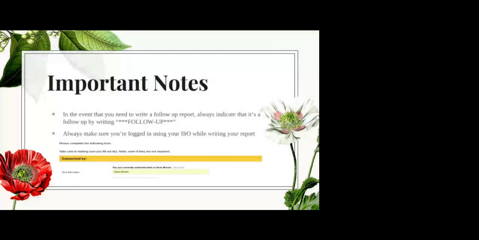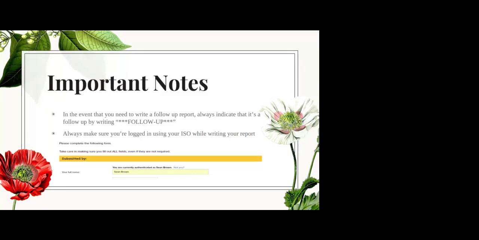Some important notes: anytime you're writing a follow-up report, if you are asked to do a follow-up incident report by public safety or your professional staff, always make sure you're leading it in with 3 asterisks, followed by 3 asterisks. This helps anyone who's reviewing the report to say, okay, I know which report this is coming off of, and it's something I need to link in so that when someone reads both, they'll understand the full narrative.